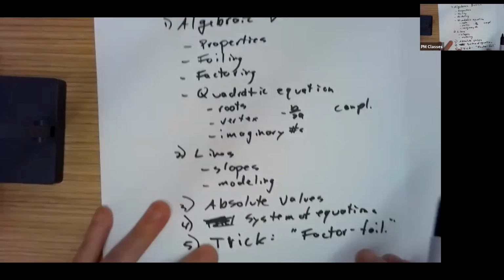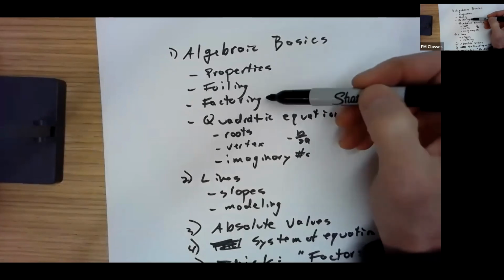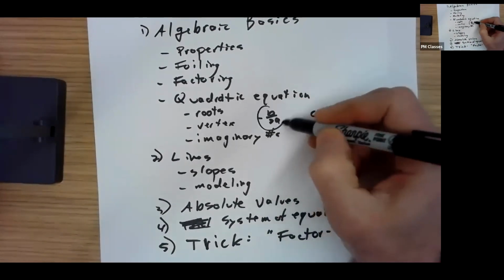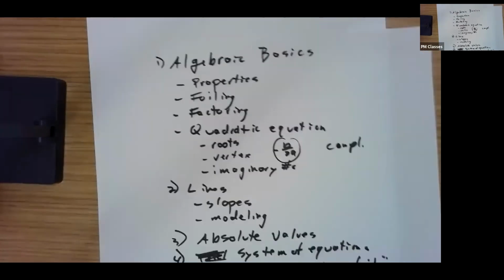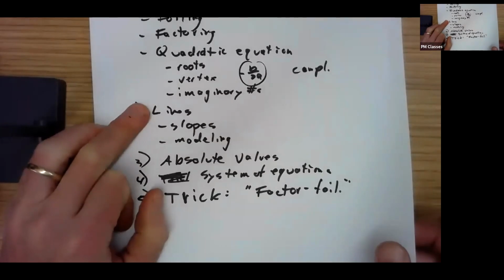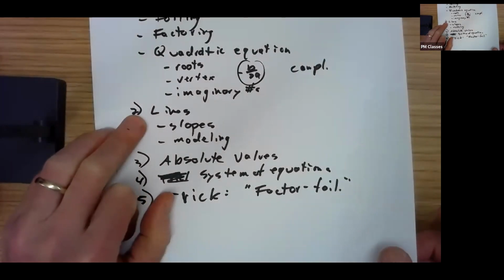All right, what have we done so far? We talked about properties of algebra. We did factoring and foiling, talked about the quadratic equation, looked at the roots, talked about how that's the vertex for the x part, imaginary numbers. Okay, we're going to back up and start with the stuff that's a little bit easier with lines and then get a little bit harder with lines, okay?